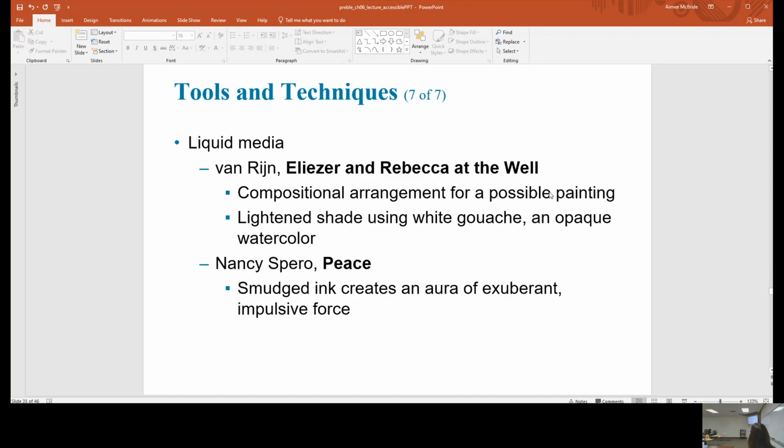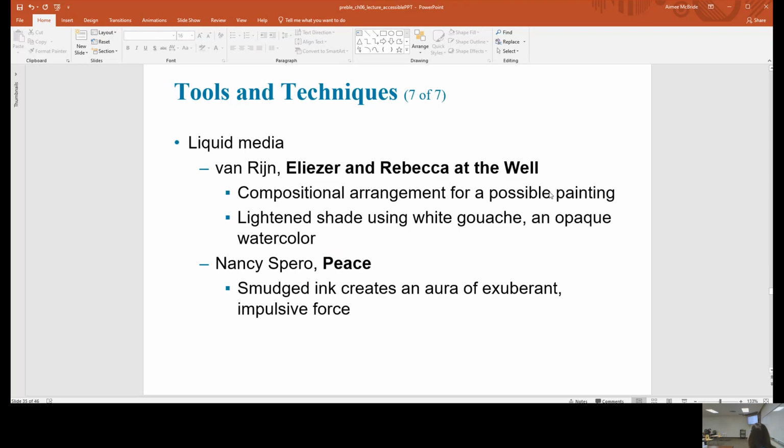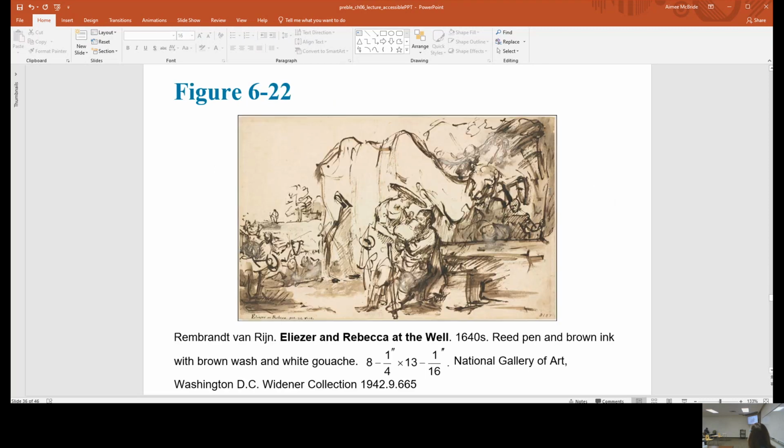Some more examples of liquid media. Like I mentioned, this idea of using ink came from the East, which is why we started off looking at Hokusai, a Japanese artist. And now we're going to look at some non-Eastern examples of how they've implemented this medium of ink, starting with Rembrandt van Rijn. Once again, you can see some lighter and darker areas with the ink.